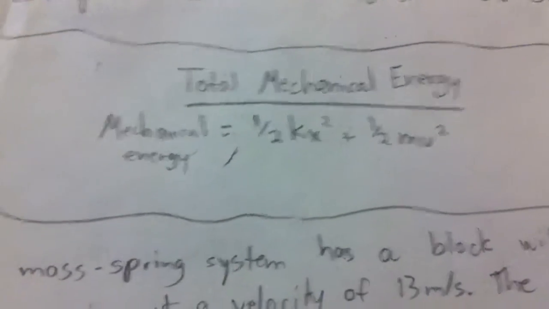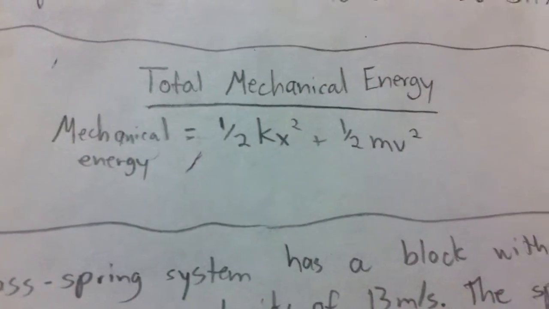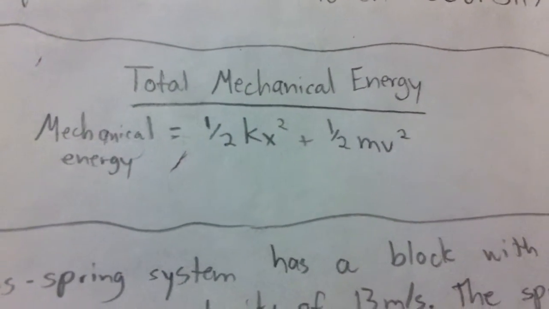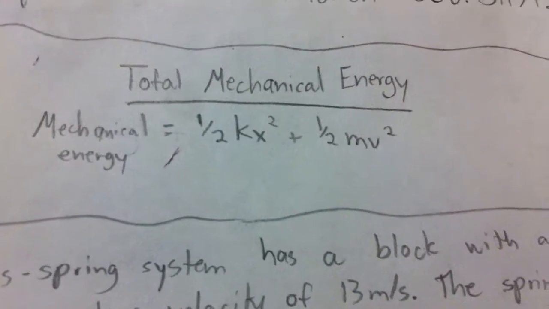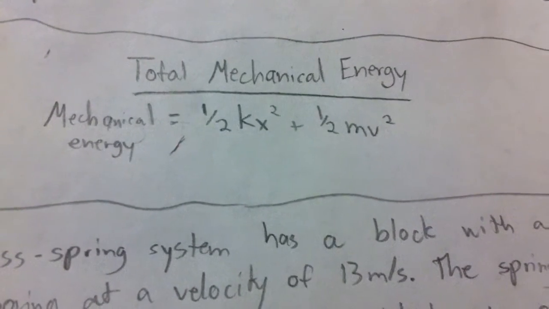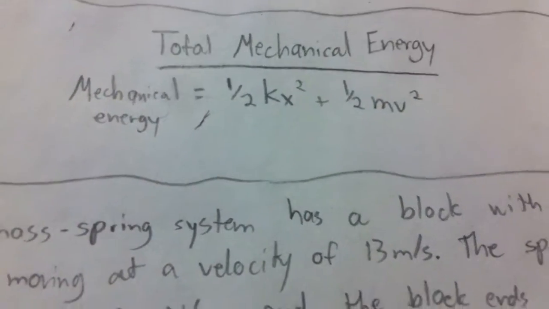So the total mechanical energy of a mass spring system is right here: 1/2 kx squared plus 1/2 mv squared. The 1/2 kx squared acts as the potential energy, and the 1/2 mv squared acts as the kinetic energy. So let's try out a problem.